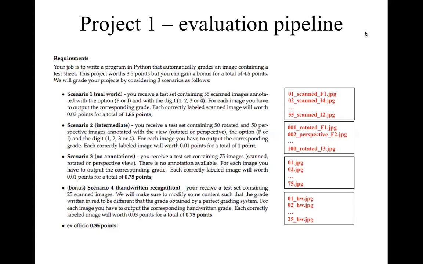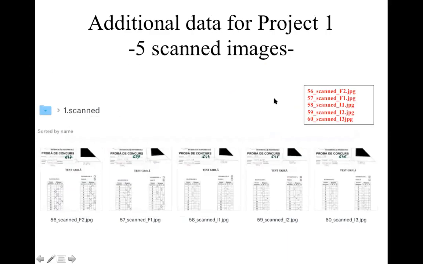What I put on the web is 5 images for scenario 1. I started with number 56, just not to confuse them with the first 55. So you have 56 underscore scanned underscore F2, meaning that this image is a scan version, with physics and variant number 2, and so on. So you have 5 scanned images here.